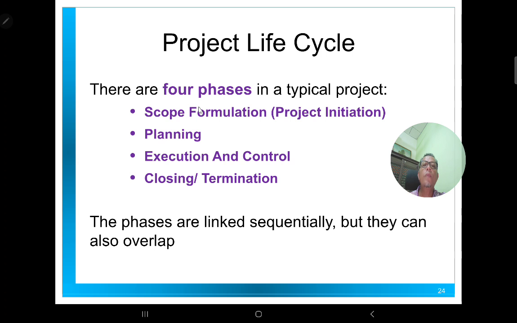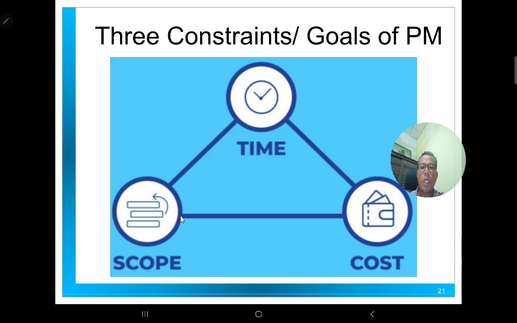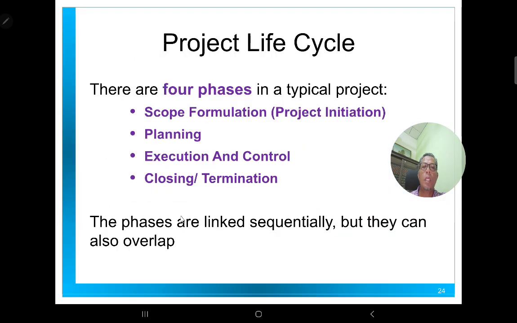So there are four phases in a typical project management. Number one, the scope formulation. As mentioned earlier, this is the scope that you wish the project to achieve at the end. So you have to formulate all the project scope. This is also called project initiation. So you need to initiate the project and identify all the scopes of the requirements and objectives of the project.